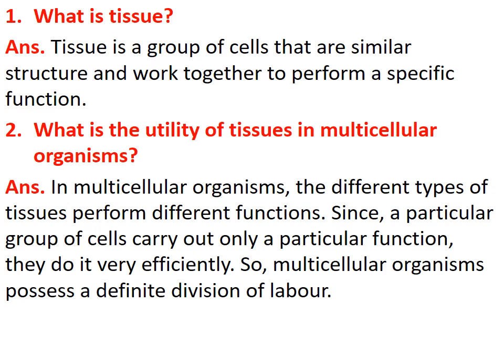I discussed this topic when I was explaining about tissue. In multicellular organisms, the different types of tissue perform different functions. Since a particular group of cells carries out only a particular function, they do it very efficiently. So multicellular organisms possess a definite division of labor. So what is the utility? They possess a definite division of labor.